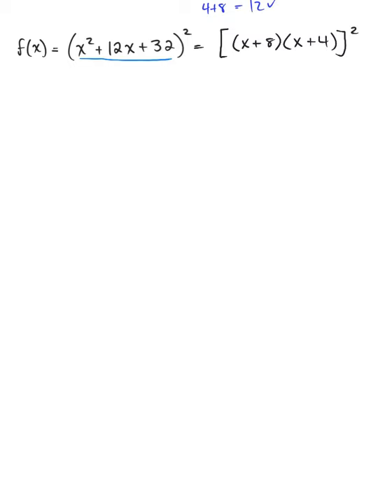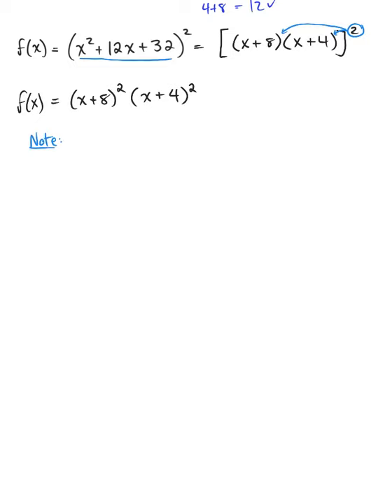So now, by the properties of exponents, we can take this square and distribute it to each one of these factors. So our function f of x is redefined now as x plus 8 squared times x plus 4 squared. And so we leave it like this simply because now we can see the factors that appear. Right, we'll make a little note to ourselves here before we finish solving.